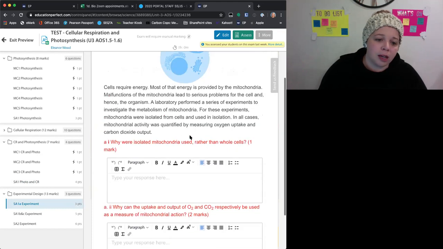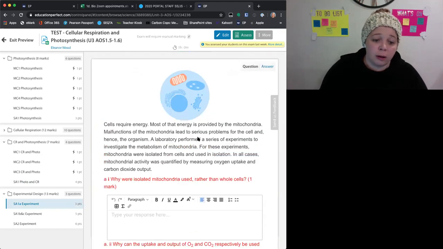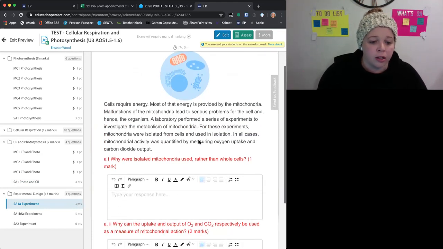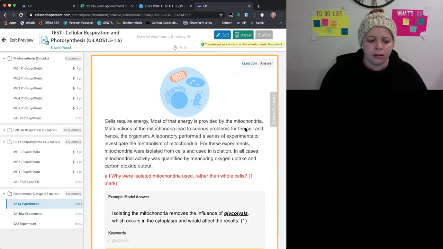Now the last one was our experimental design question. I'm not going to read through the stem, but why were the isolated mitochondria used versus the whole cells?